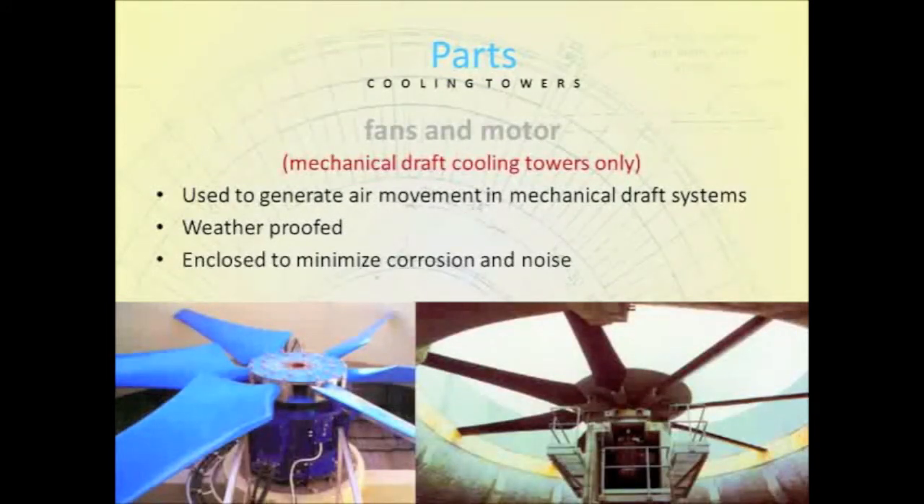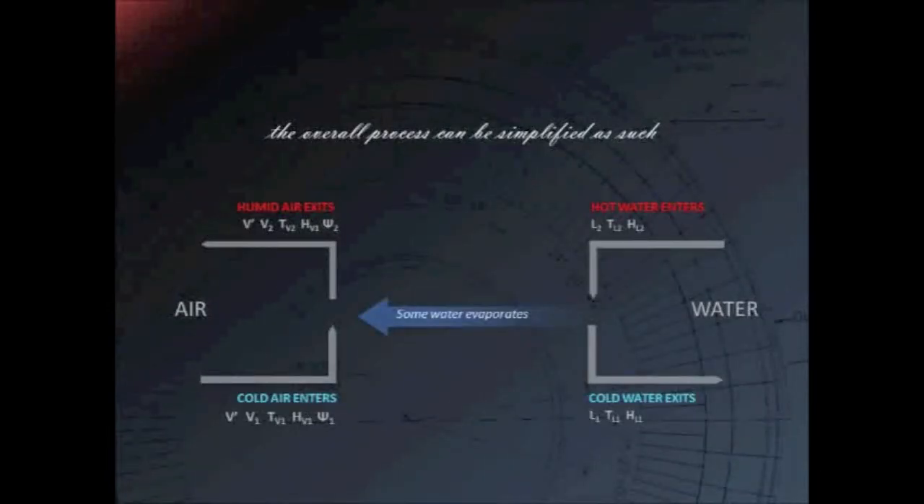For the additional part of a mechanical draft cooling tower, these are fans and motors. The fan and motor are used to generate air movement in mechanical draft systems. It is usually weatherproof and totally enclosed to minimize noise due to motor function and to ensure a more efficient and long-term performance. So for the overall process of a cooling tower, this is simplified into this figure.